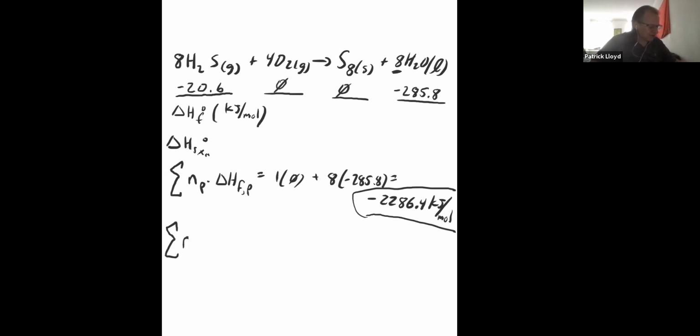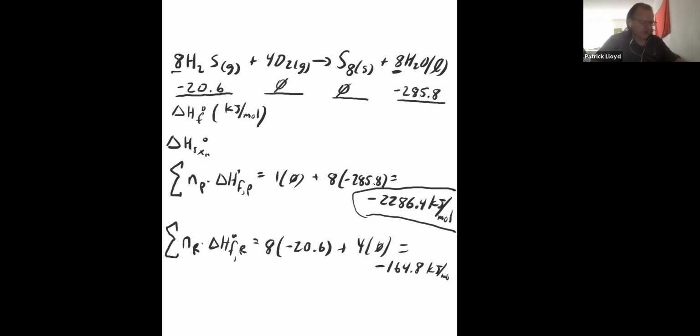So number of moles of each reactant times delta H of formation of each reactant under standard conditions, right? So now you got the reactants. You got 8 times negative 20.6 plus 4 times 0, right? Again, one of them is 0. That's an element. So 8 times negative 20.6 gives you negative 164.8 kilojoules per mole. Okay, so now we got the reactants. And then remember, it's not reactants minus products, it's final minus initial. Products are final, reactants are initial.